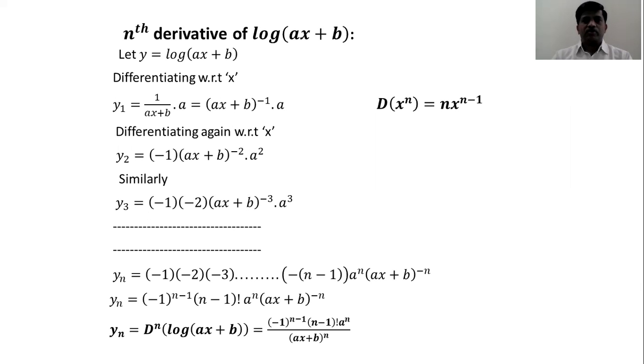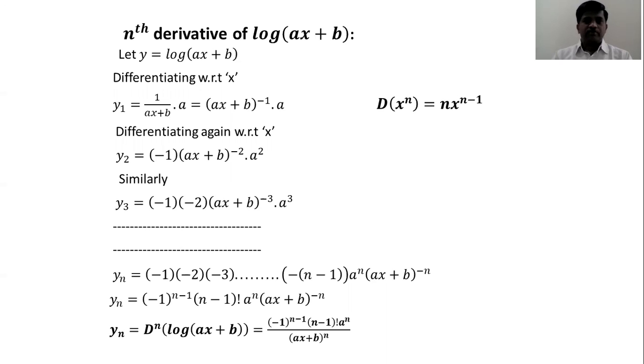Nth derivative of log of ax plus b. Let us derive the nth derivative of y is equal to log of ax plus b. Differentiating with respect to x, y derivative is y1, and log of ax plus b differentiation is 1 by ax plus b into a. And this to rearrange it, ax plus b power minus 1 into a. To differentiate next time, now here we have to apply differentiation of x power n is n into x to the power of n minus 1.